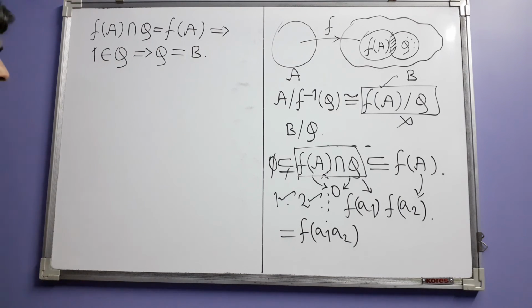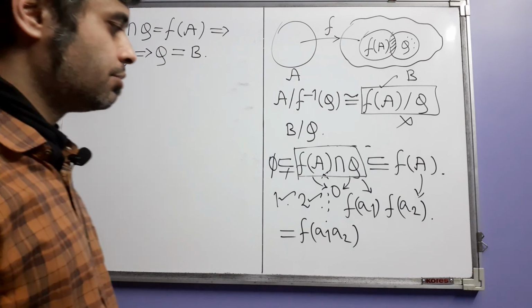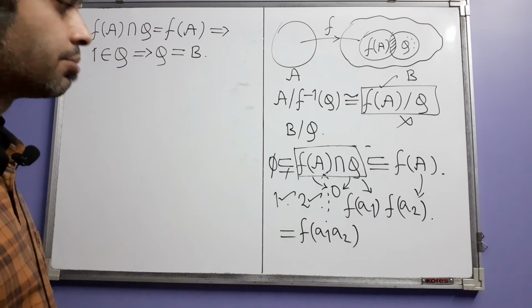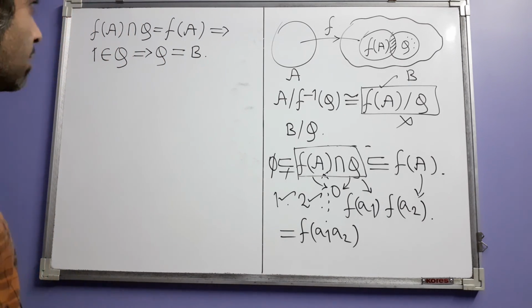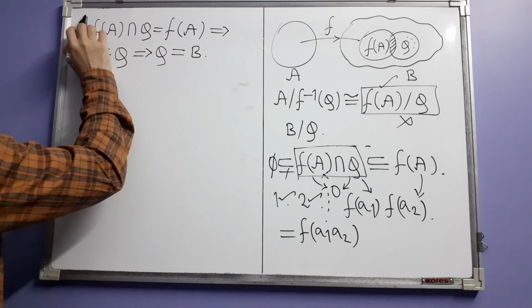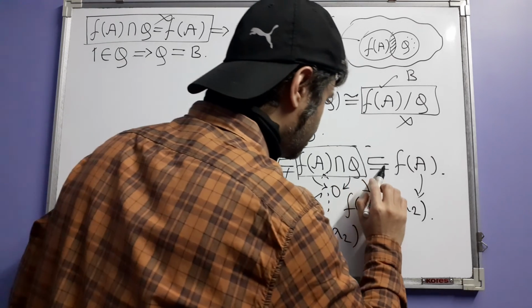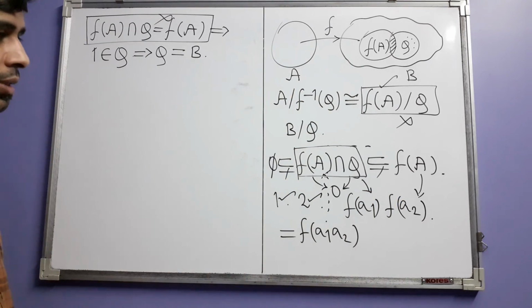Is that possible? No. Why? Because Q is a prime ideal and so by definition is a proper ideal. Q cannot be equal to B, and that is why this is not possible. This is actually a proper ideal of f of A.